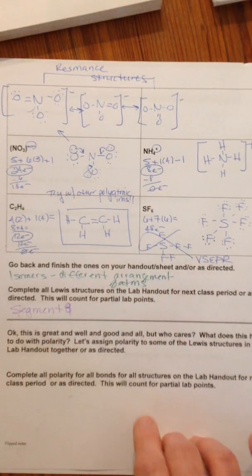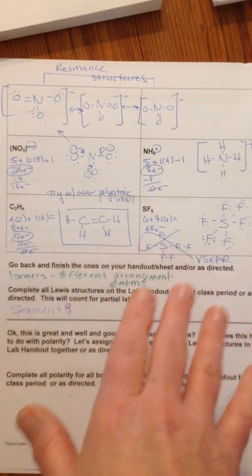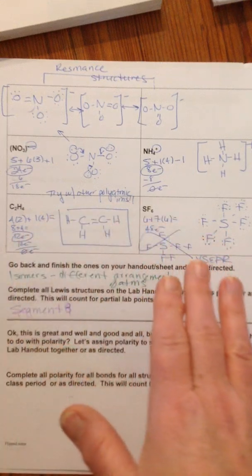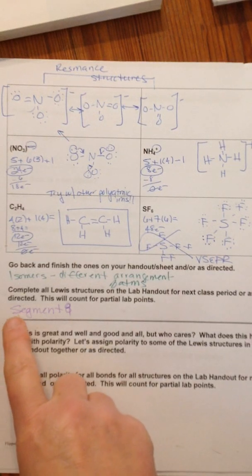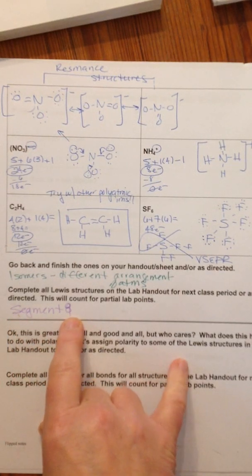There should be a molecular models or molecular geometry or VSEPR sheet or something like that in your Blackboard shell where you've been given instructions to complete all of those structures. So you should have done that, and now we're ready to move on to segment 8.